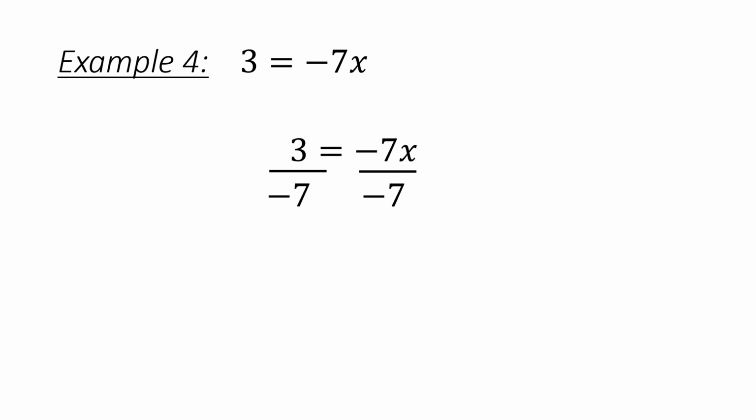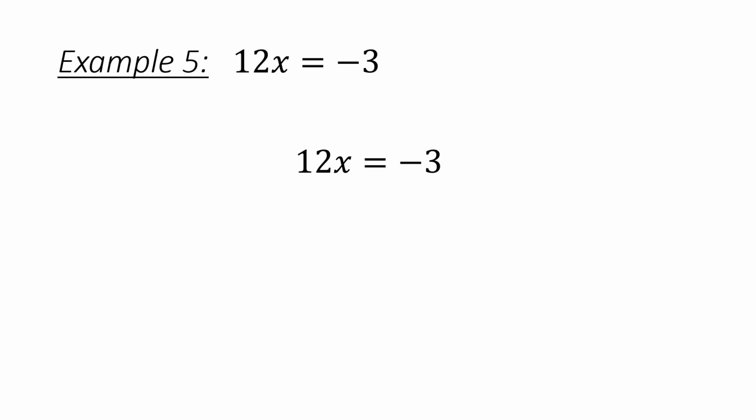And so when we do that, the negative 7s are going to cancel on the right-hand side of my equation. And I am going to just be left with the fraction negative 3 over 7. You could get a decimal here if you wanted, but I'm just going to leave it as a fraction.